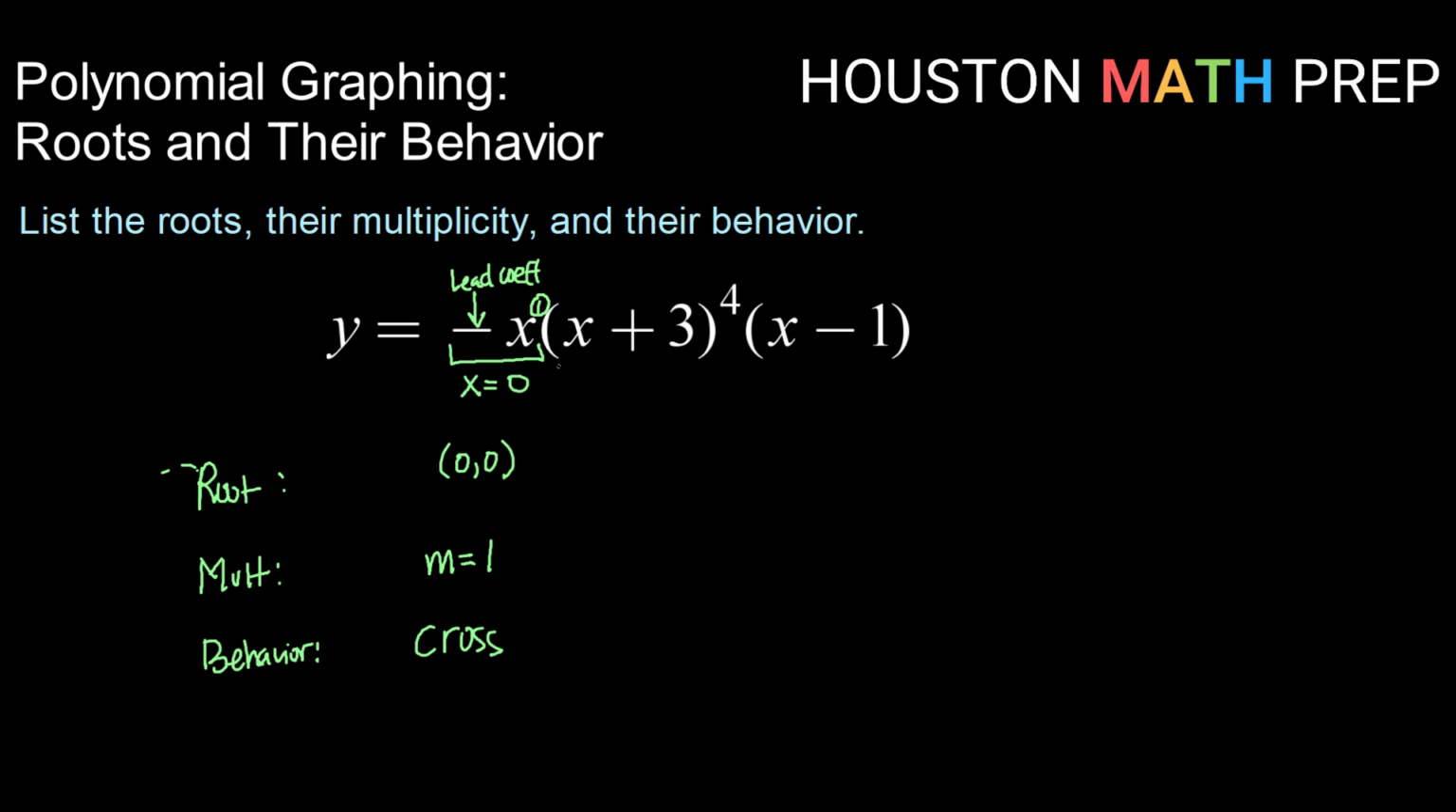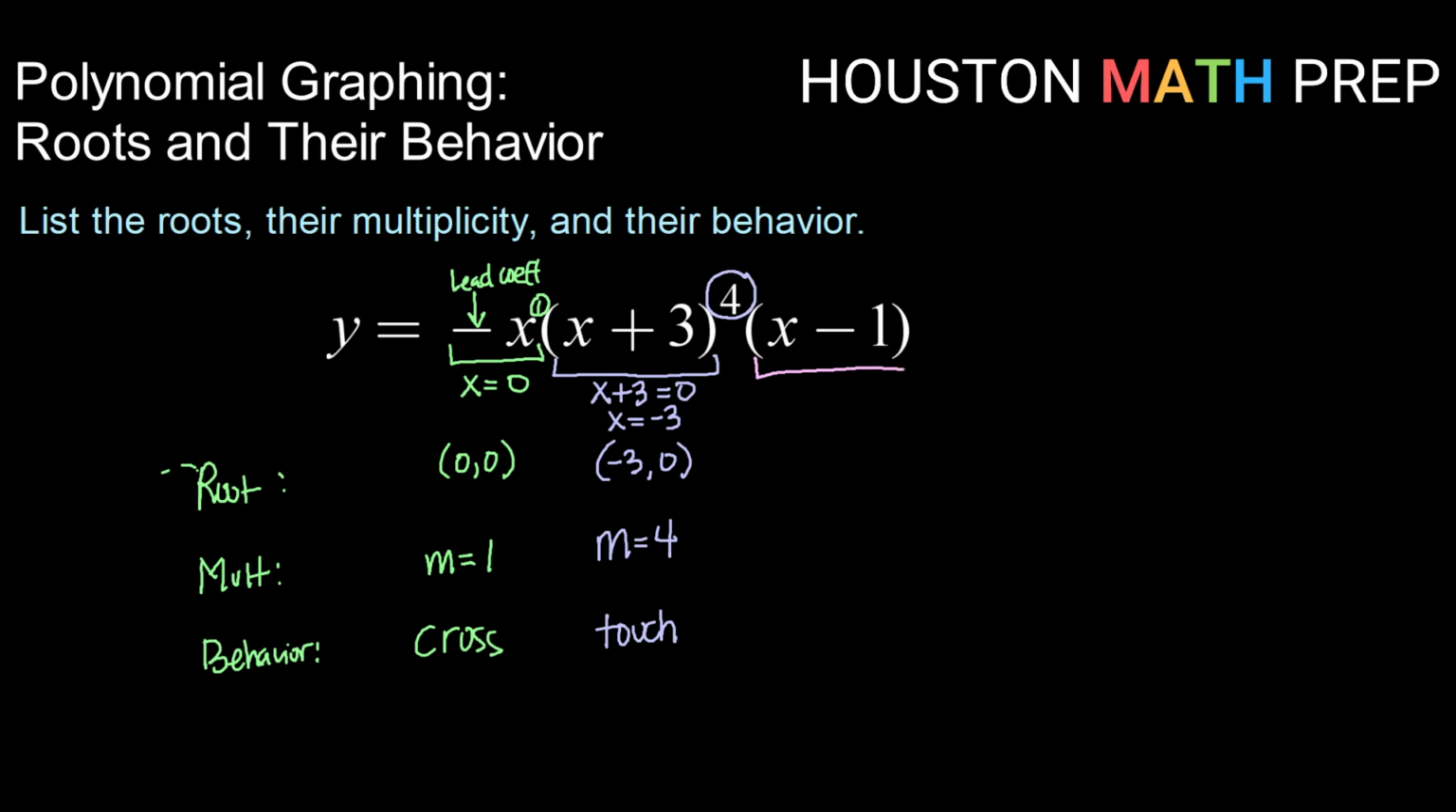Moving right along to my next factor of x plus 3 being set equal to 0. If I subtracted over that 3, that would give me x equals negative 3. So I would have a root or x-intercept at (-3, 0). Looking to my exponent on that factor for my multiplicity, I have a multiplicity of 4. Even multiplicity gives touch and bounce back behavior.